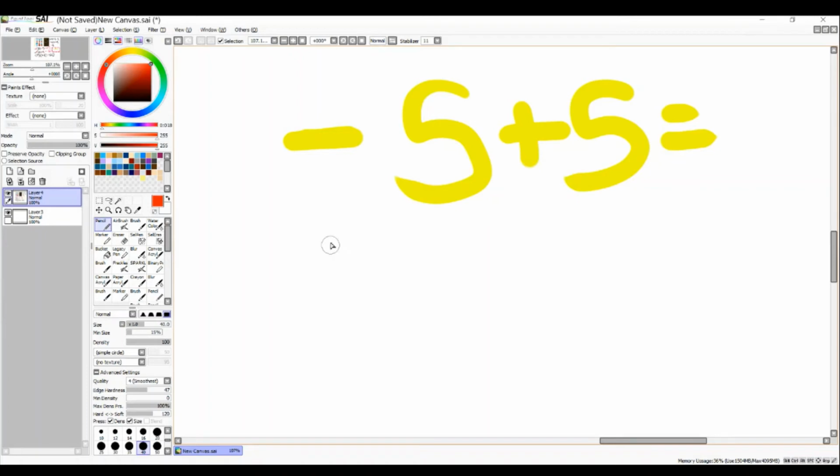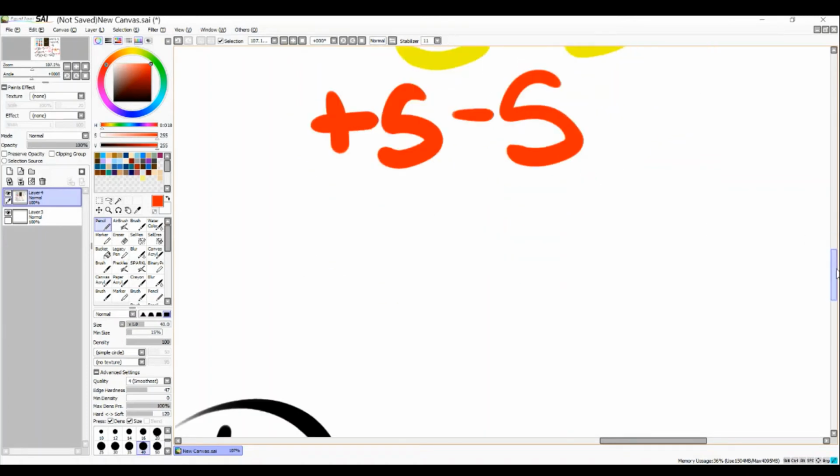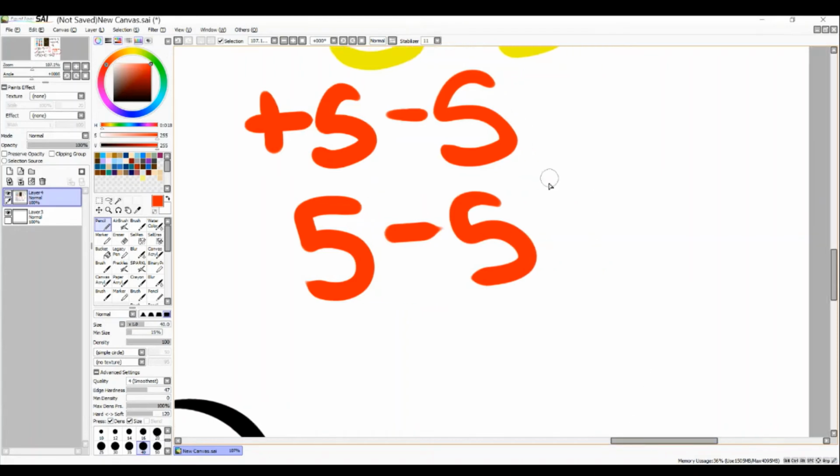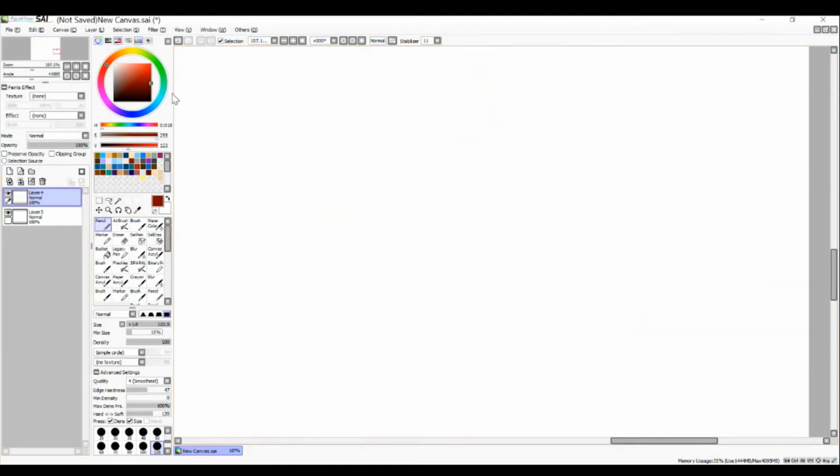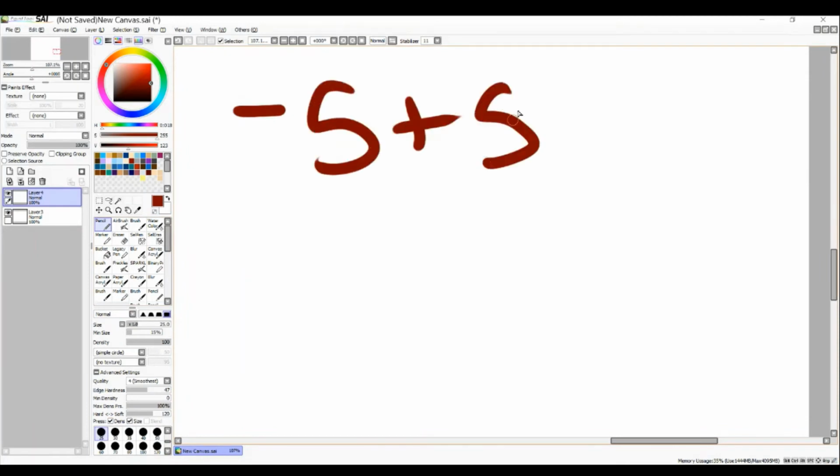Let's put the positive 5 in front and the negative 5 there. It's understood that that's a positive 5 and a negative 5. What is the answer to this? It's a big fat 0. You see, the thing is, they cancel each other out. Nothing will come of this except for a 0.